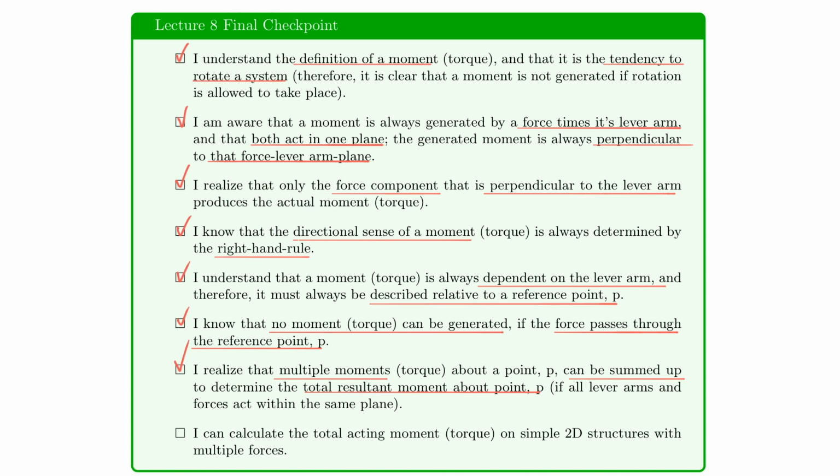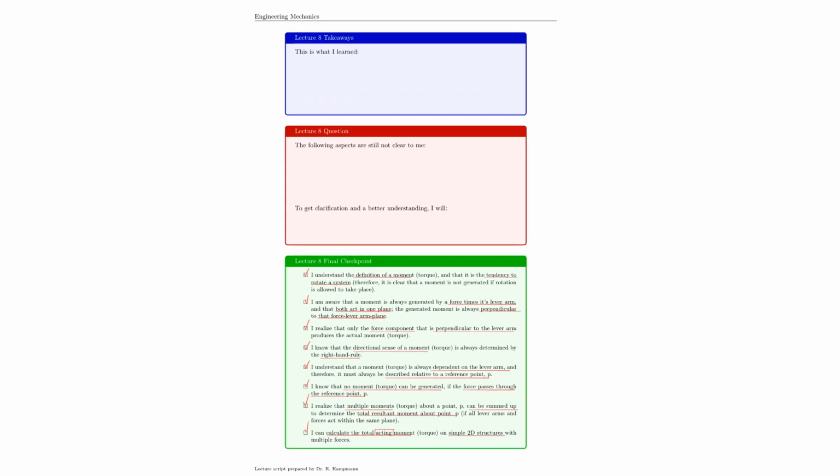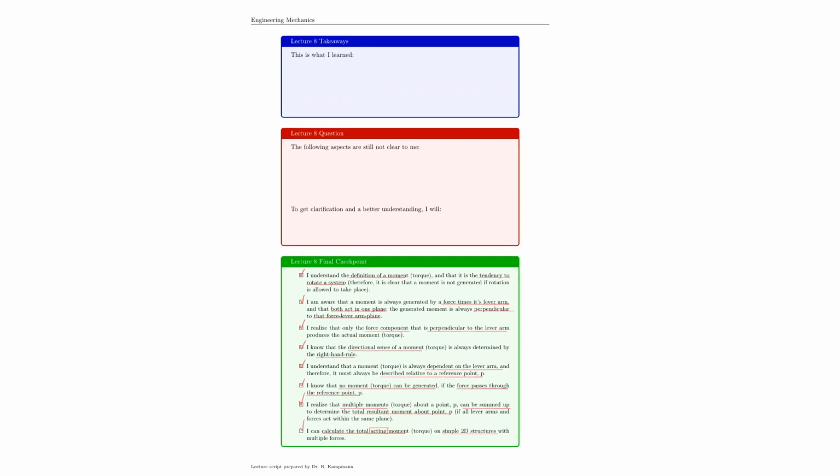Last but not least, of course, we can calculate now, due to the examples that we did, the acting moment. And the key word here is really acting. So I encourage you to think about that. We have not talked about reaction moment yet. We only talked about the acting moment. And we can do that now for simple 2D structures with even multiple forces. That's what our examples were all about. So I can check that off as well. And that concludes our concluding lecture page here. And we are now ready to take a look at the homework. Let's get started on that.